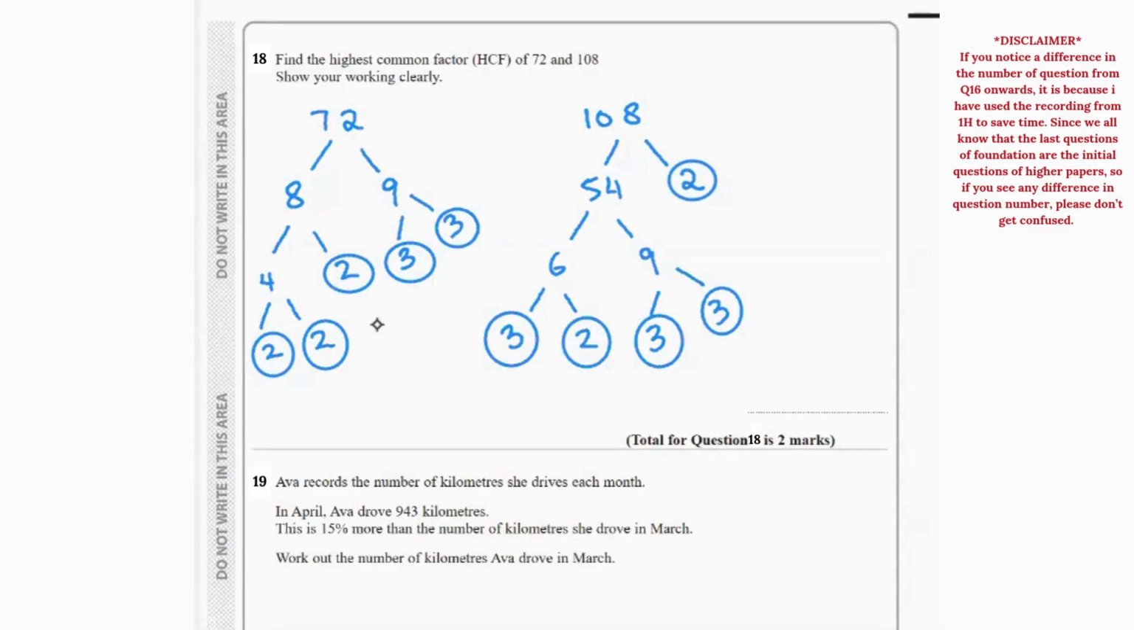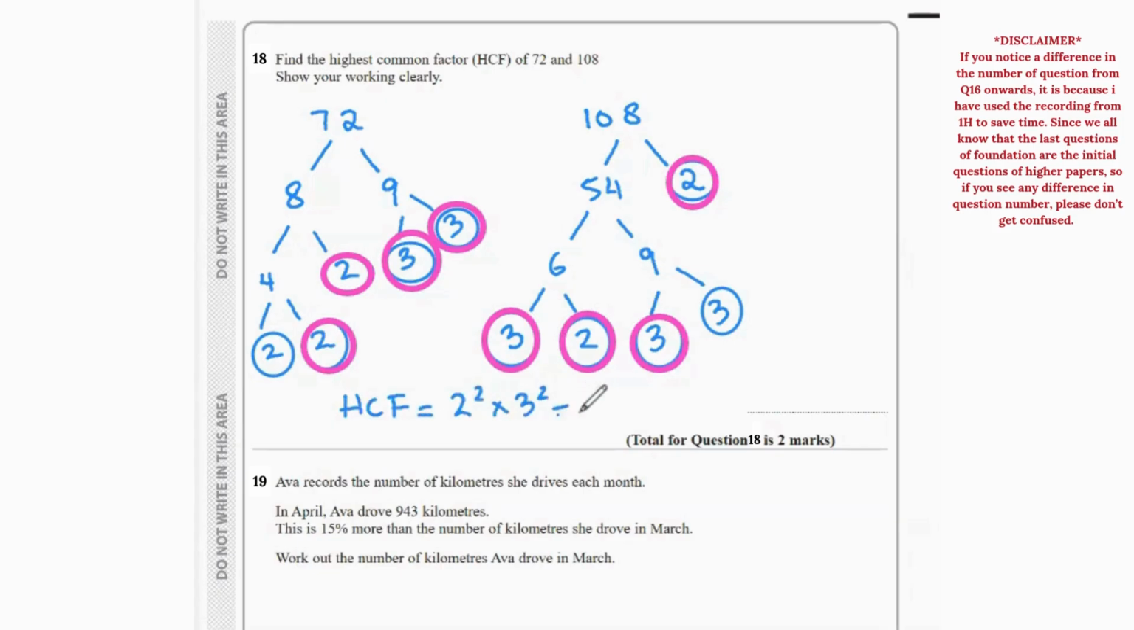So for that, we have a 3, we have a 3, we have another 3, another 3. We have a 2, another 2, another 2. So as you can see, the HCF is going to be 2 squared times 3 squared, which is 4 times 9, and that's 36. That's your answer.